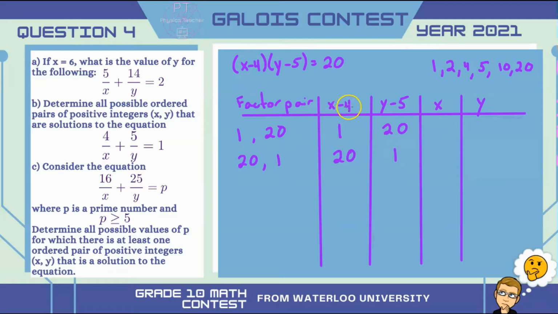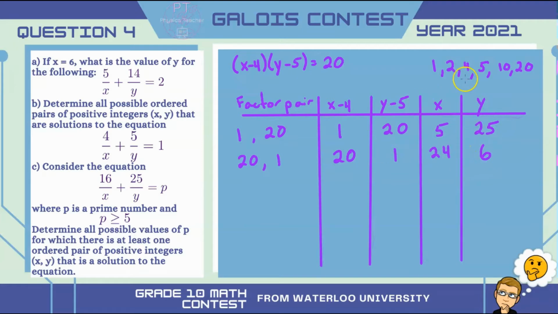Alright, so if x minus 4 equals 1, we can rearrange that to solve that x then would have to be 5. And if y minus 5 is equal to 20, we can rearrange that to say y would have to be 25. And if we did the same thing here with 20 and 1, well then x would have to be 24 and y would have to be 6. So there's two possible solutions for us right there.